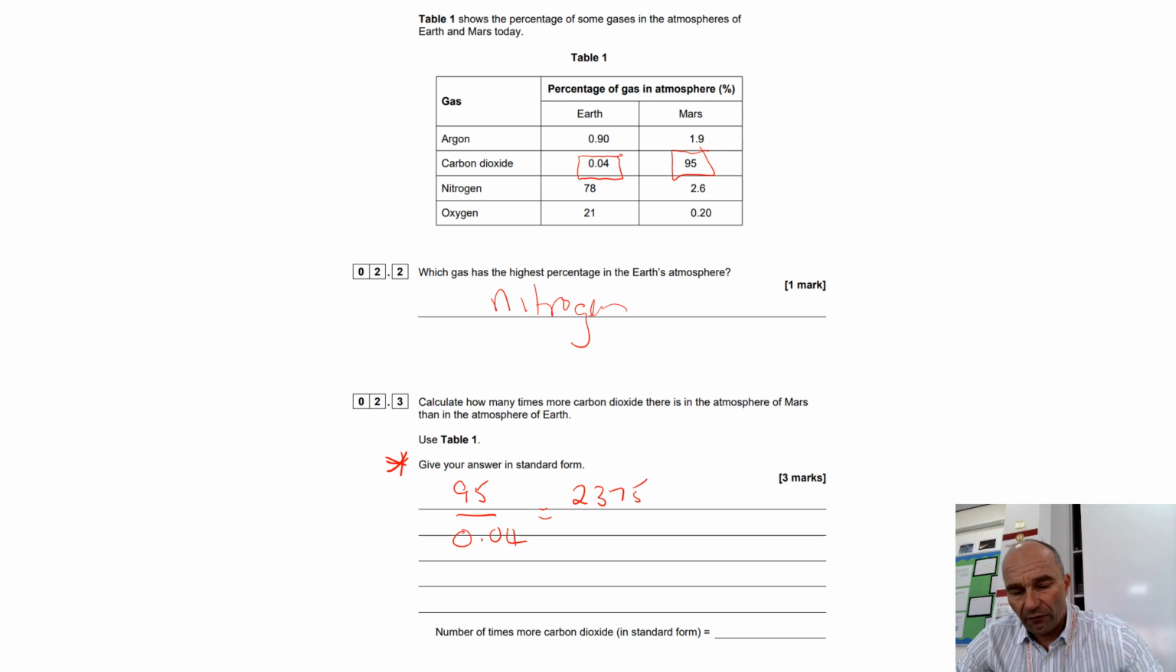Again, give your answer in standard form. So with this answer, we've got 2 marks so far. We now need to convert that, which means we have 2.375 times 10 to the power of 3. And I suppose it's quite generous, you get 3 marks for that. So remember, you get 1 mark for the calculation bit, 2nd mark for calculating the number, and then the 3rd mark for converting into standard form. Make sure you're comfortable with standard form, whether you're converting from standard form to a regular number or vice versa.